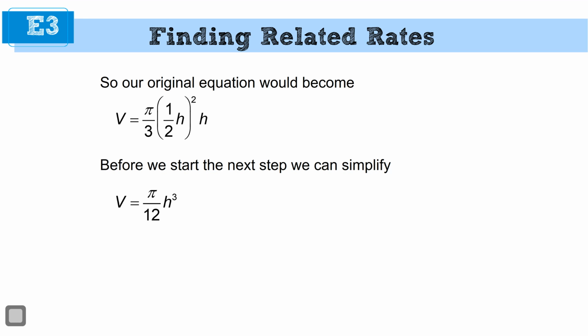Any problems there? 1/2 squared is 1/4. 1/4 times pi over 3 is pi over 12 h cubed. Oh, and that's an easy derivative, right? Was it?